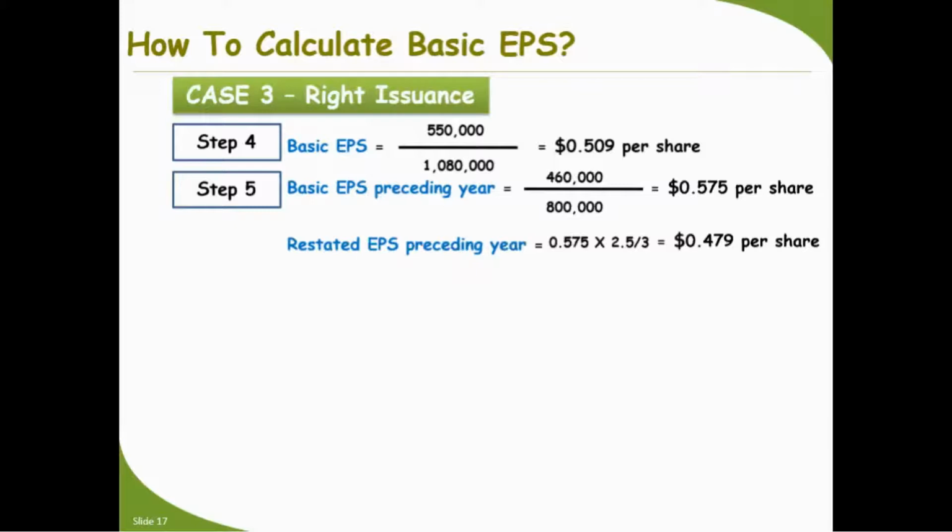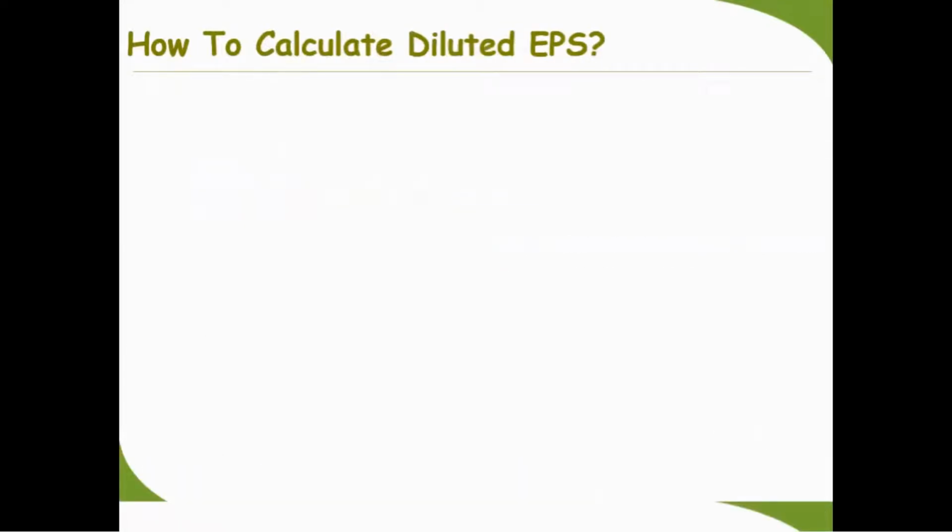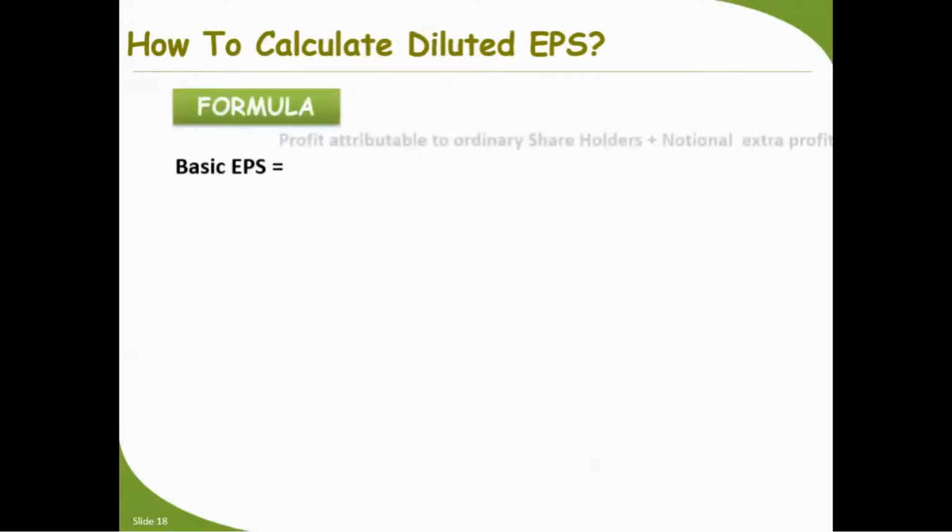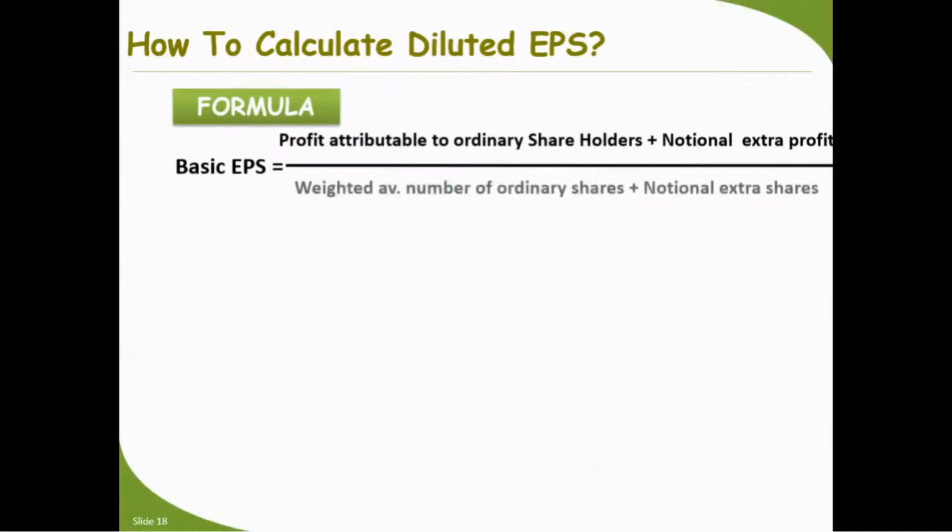So these were the 3 cases which the examiner can test to calculate basic EPS with full market issuance, bonus issuance, or rights issuance. Then how to calculate diluted EPS? The formula is profit attributable to ordinary shareholders plus notional extra profit, divided by weighted average number of ordinary shares plus notional extra shares.